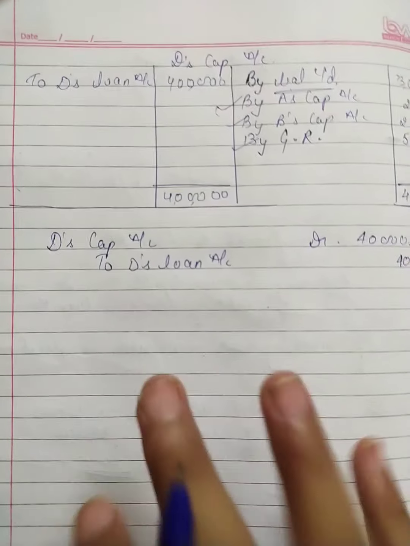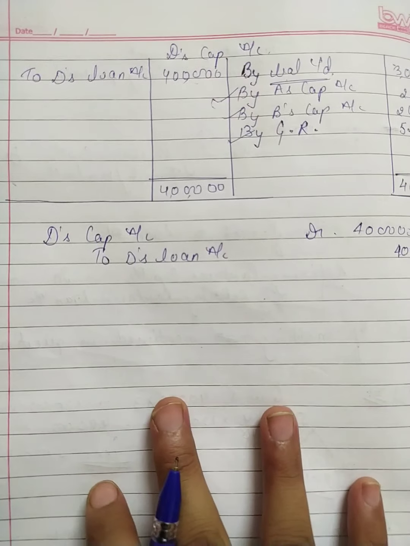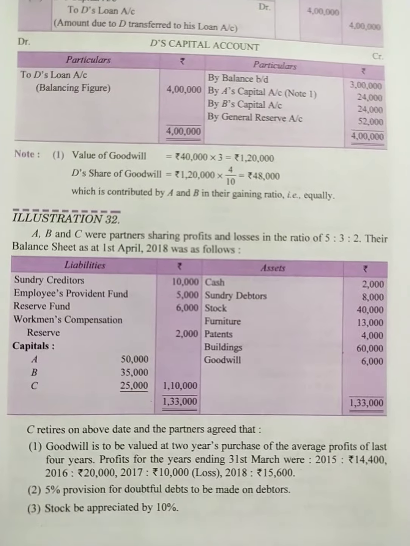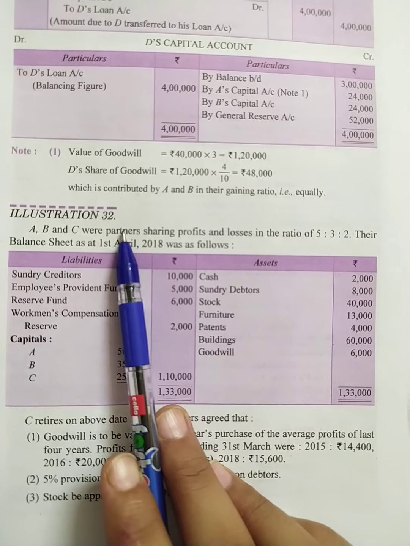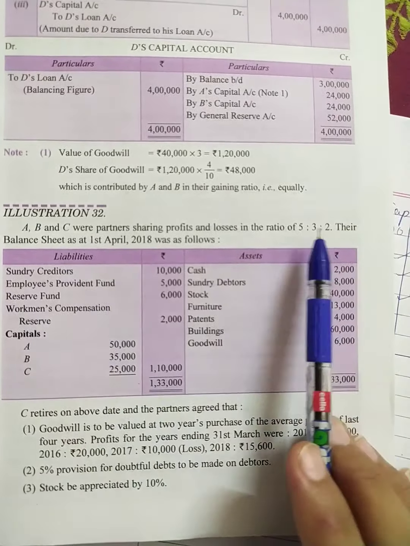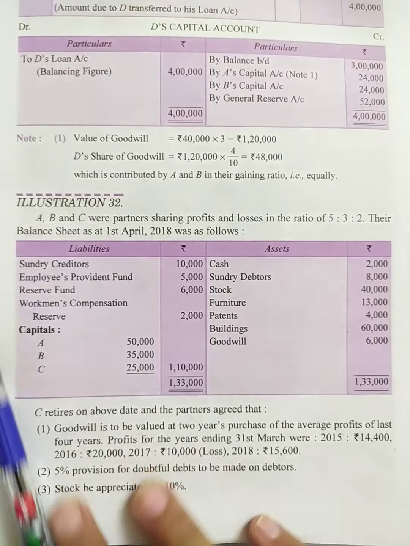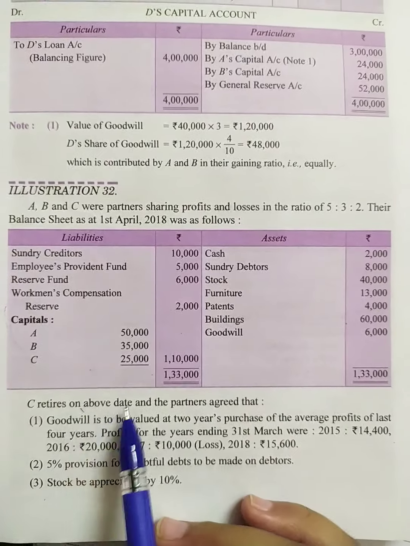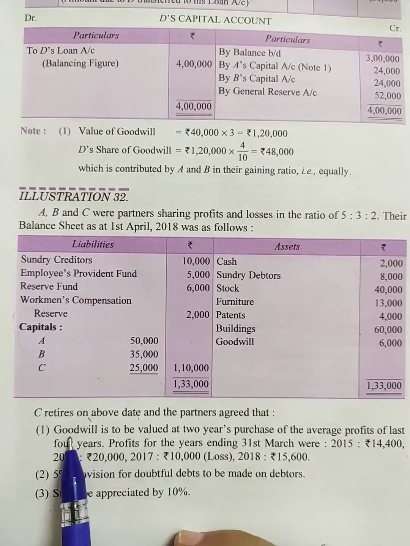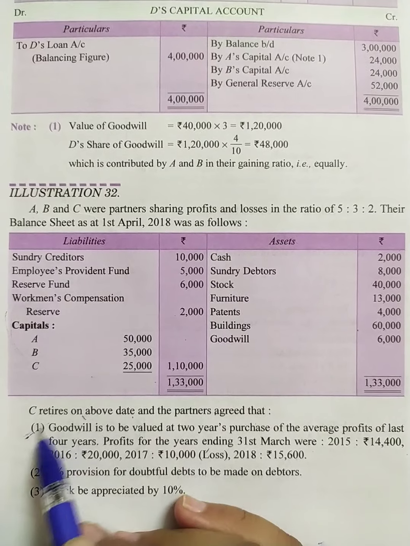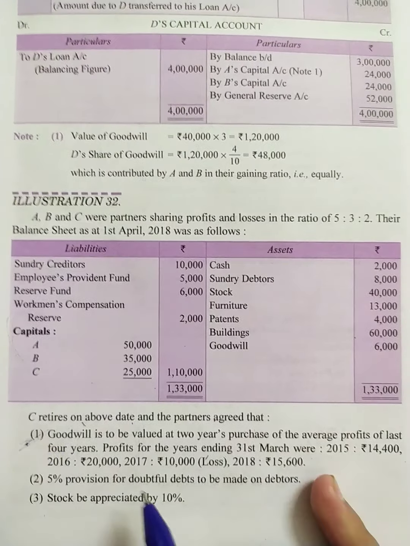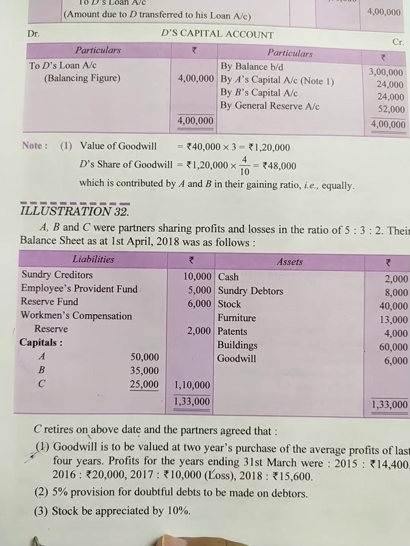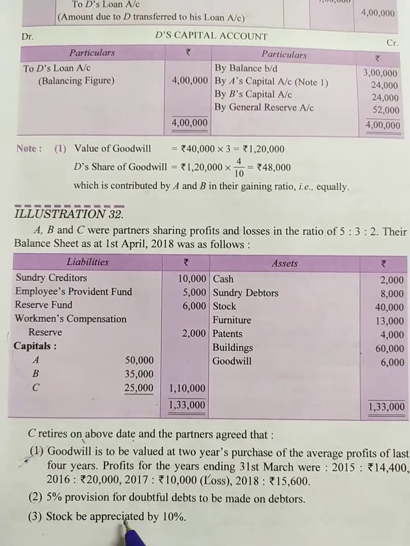So students, this was the solution of our illustration number 31. Now we'll start another example. So students, now we are taking illustration number 32, in which A, B, C are partners. Their balance sheet we have on 1st April. We have some balances here. C retires on the above date and partners agreed that here is the adjustment of goodwill, and from point number 2 the adjustment starts of revaluation account. So I am maintaining the revaluation account.